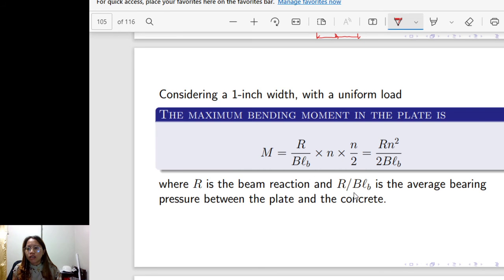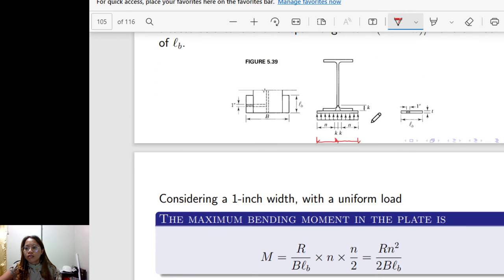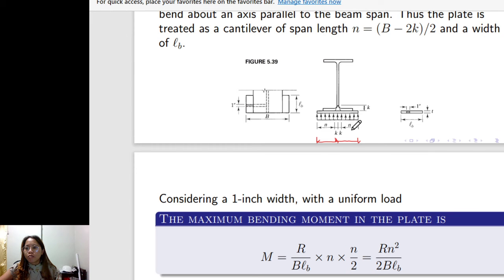So the beam reaction divided by the area of the bearing plate is the pressure, which becomes a uniform load, times the distance N over 2, giving the maximum bending moment.